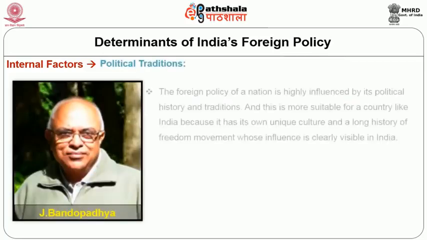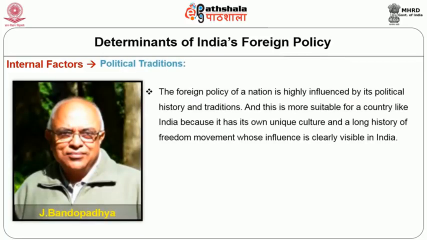Political traditions. The foreign policy of a nation is highly influenced by its political history and traditions, and this is more suitable for a country like India because it has its own unique culture and a long history of freedom movement whose influence is clearly visible in India.